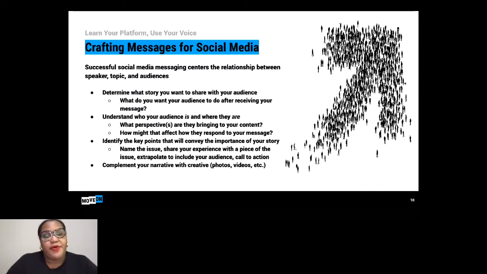And then identify the points that will convey the importance of your story. This is a quick little formula that I personally follow when crafting messages for social. Name the issue. Share your experience with a piece of the issue. Extrapolate that to include your audience. Issue your call to action. So, for example, the Freedom to Vote Act is the latest iteration of the For the People voting protections legislation that's in Congress currently.